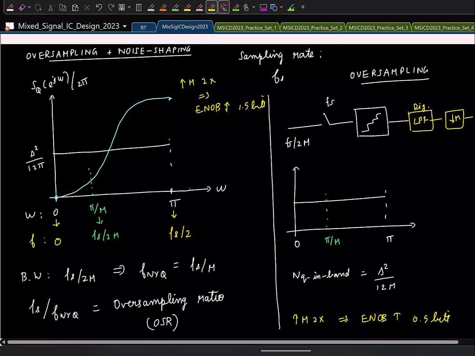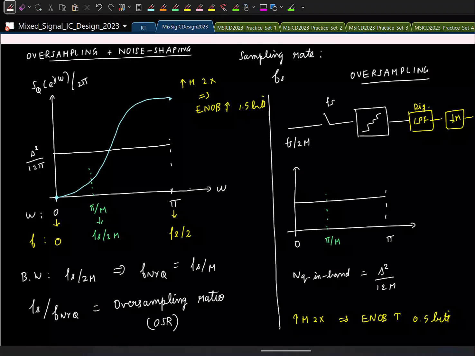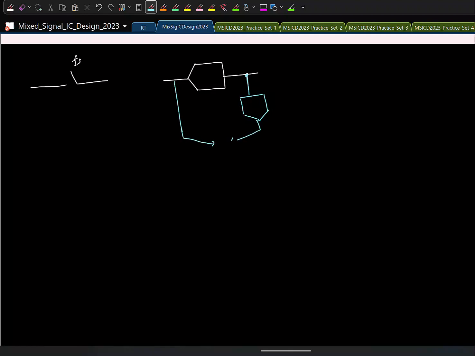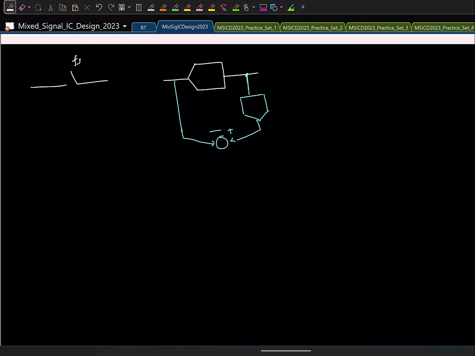Okay. So to summarize, what we do is this: I have the signal, I oversample it at a rate fs. This does oversampling, and then for noise shaping, I take the ADC and find the quantization noise by first converting it to analog and subtracting it, and then I subtract it from the input.